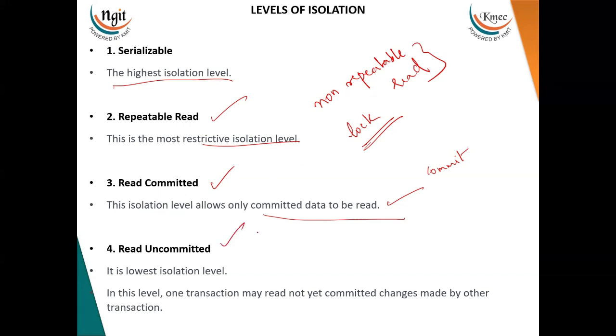And coming to read uncommitted. What is read uncommitted? It is the lowest isolation level. In this level, one transaction may read not yet committed changes made by another transaction. Now, what is the meaning of this? This level allows the dirty read. In some cases, if there are any internal failures, then it requires the failed transaction to be rolled back. So if that particular transaction is rolled back, then the operations made by the second transaction must also be rolled back, as it has read data which is not committed.